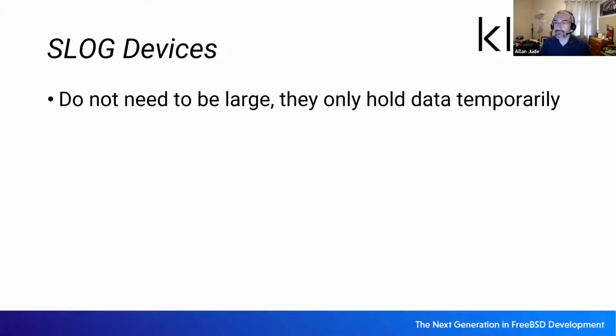So the first thing to know when you're buying a SLOG device is it doesn't need to be very large. It only holds data that ZFS has accepted from an application, but hasn't actually been safely written to the main pool yet. And it's basically used as a cache to hold that in case the system loses power or something before that gets safely written to the main part of the pool. In general, data is going to live in this SLOG device for less than 5 seconds. And so this device almost never needs to be bigger than 32 gigabytes. 16 gigabytes is probably enough.